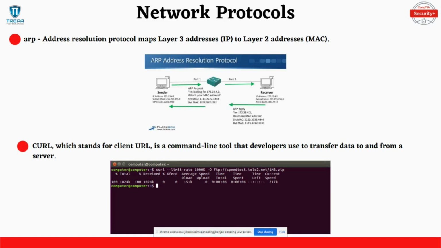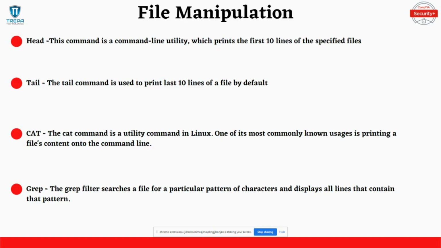Windows and Linux. curl stands for client URL and is a command line tool that can transfer data to and from a server. The head command, or really all these commands are Linux commands. The head command can be used in Linux to print the first 10 lines of a specified file. The tail command will be used to print the last 10 lines. The cat command will be used to show the entire contents of a file. And the grep command can be used on Linux systems to filter searches that match a particular pattern.